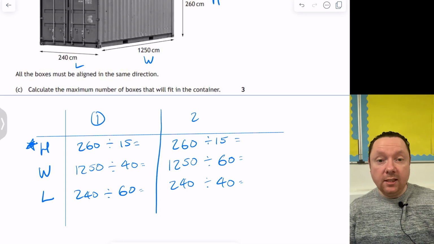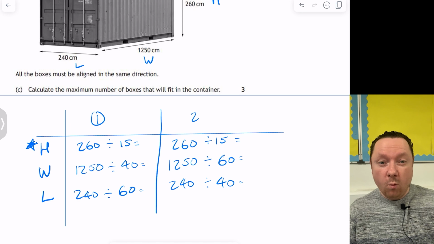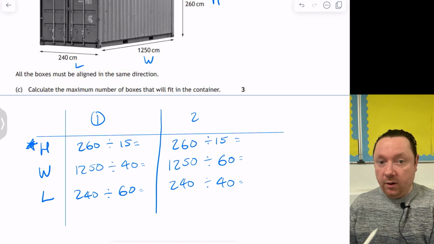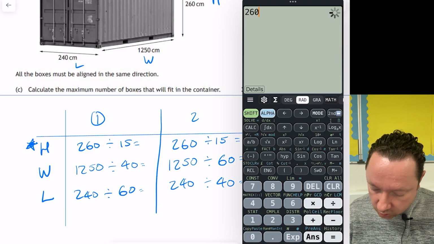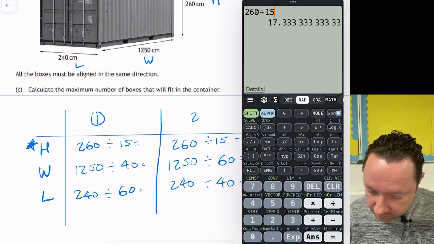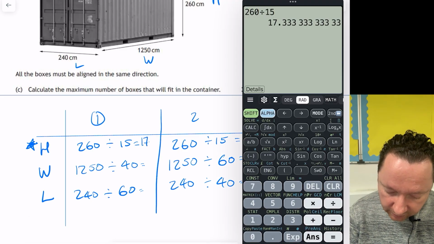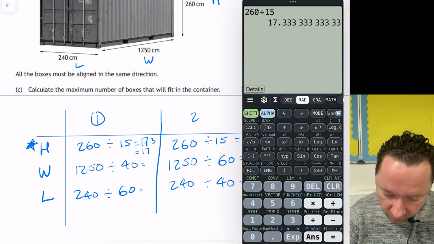Now, when you're doing your sums, you do round because it is a real thing that's happening. So when I do 260 divided by 15, if I get an answer like 0.1, I just round down because I can't put an extra little bit on. This is the one time you round down. So 260 divided by 15, I write 17.3, which is about 17.